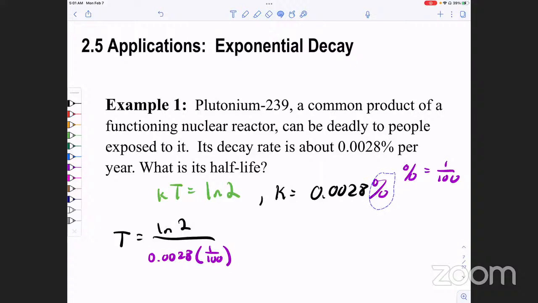Then you just crunch the number. I think I might just use Siri. But then we can see. It's 100 times the natural log of 2 divided by 0.0028. 4,755.3.